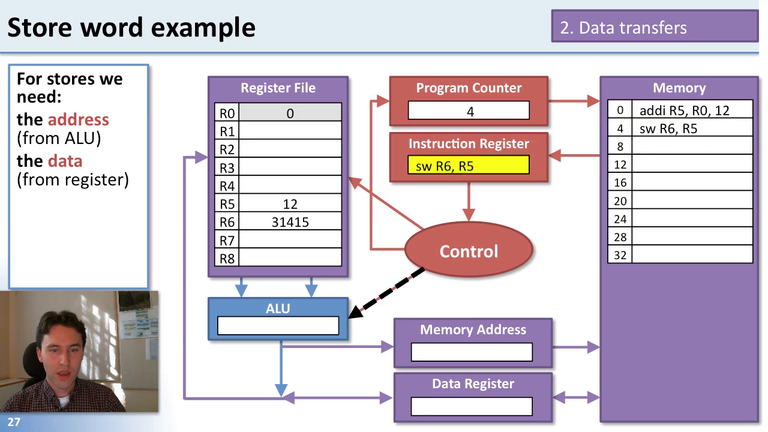So if we look at the store word instruction, we're going to load it into our instruction register. The control is then going to decide what to do. In this case, we're going to pass the data through, and it's going to tell the register file what data to pass through. So in this case, it's going to pass through the address, which in this case is 12. It's going to put that into the memory address, and it's also going to pass through the data, which in this case is register 6, and it's going to put that in the data register. Now both of these are then going to go to the memory, and we're going to end up writing the data into the correct location in memory. So again, store word is very similar to load word, but we need both the data and the address to do the write.